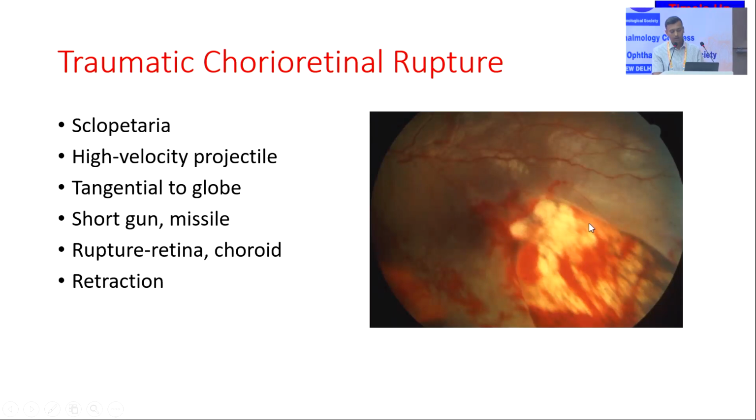Here you can see the temporal part of the retina is totally sheared out, leading to loss of the retina and choroid, leaving the sclera totally bare. Here also we have to do a meticulous follow-up for management of any complications which can happen later in life, like neovascularization or retinal detachment.